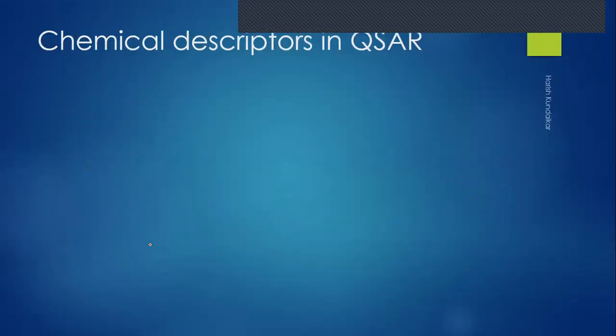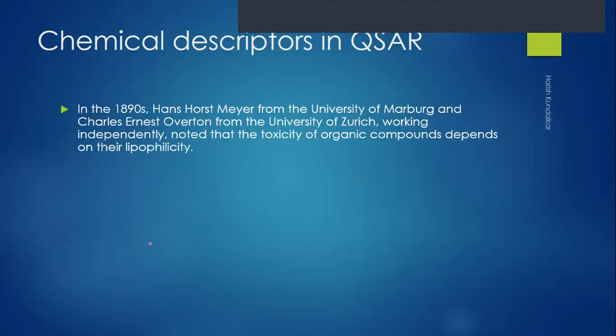Now let us talk briefly about the chemical descriptors in QSAR. In the 1890s, Meyer and Overton independently were working on the toxicity of organic compounds, and they found that toxicity of organic compounds was dependent on lipophilicity. Nowadays we know it very easily, but at that time this was a discovery in the 1890s. So Meyer and Overton said the toxicity of organic compounds depends on lipophilicity, on the basis of the study.